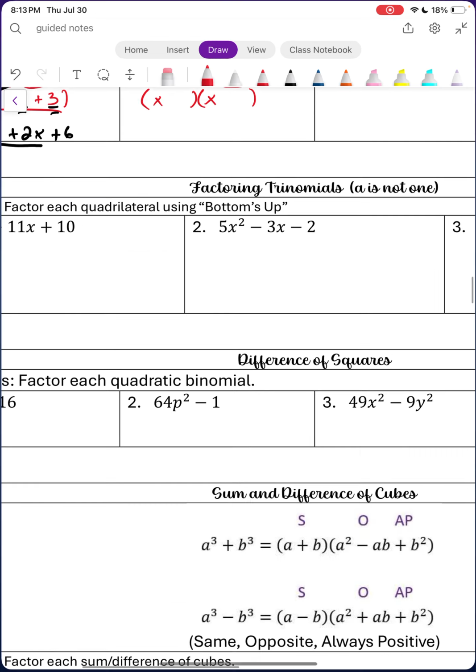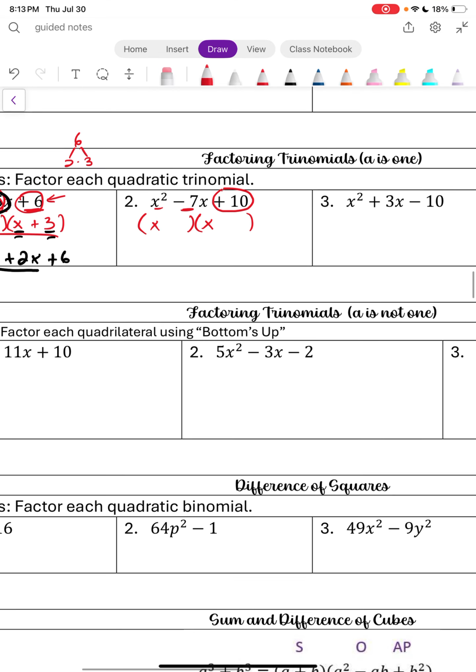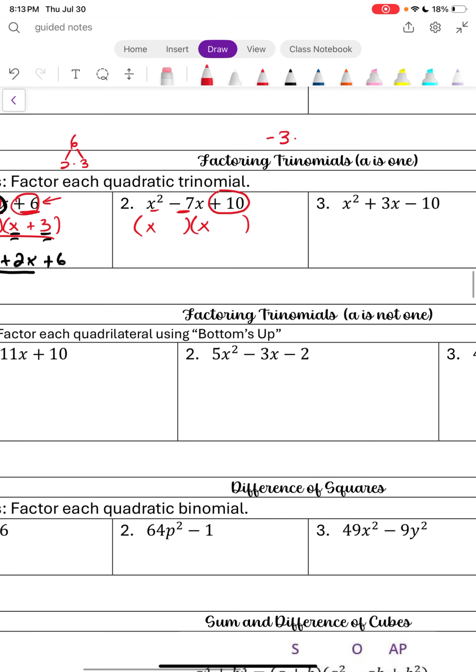Both of these numbers will have to be negative, because a quick reminder, if you multiply two negative numbers, you get a positive number. If you add two negative numbers, debt and debt equals bigger debt, you're going to get a negative. So therefore, adds to give you a negative 7, multiplies to give you a 10. Make a list. That's going to be 1 and 10, 2 and 5. They're both going to have to be negative, so negative 2, negative 5 is our final answer.